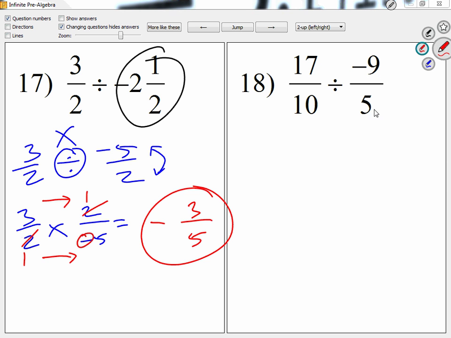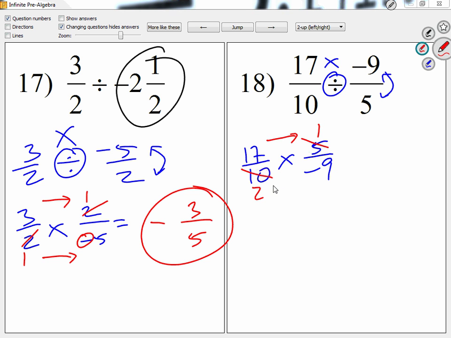Looking at question number 18, I have no mixed numbers. They're already improper. So I'm just going to change the division to times, and I'm going to flip the second fraction. So I'm going to write 17 over 10 times 5 over negative 9. I'm going to simplify the 5 with the 10, divide each by 5, so they become 1 and 2.